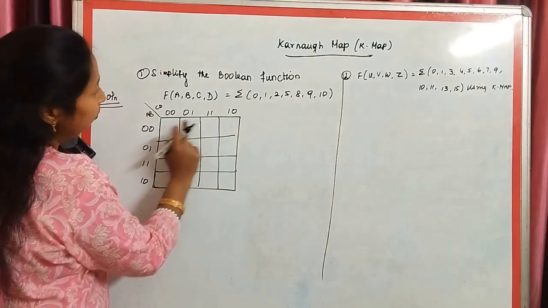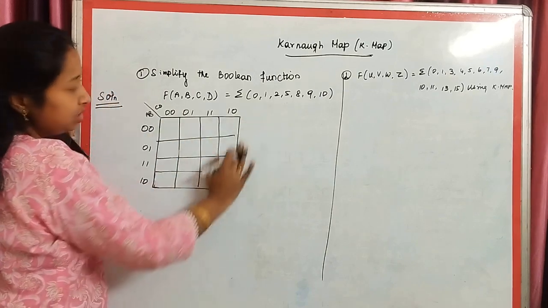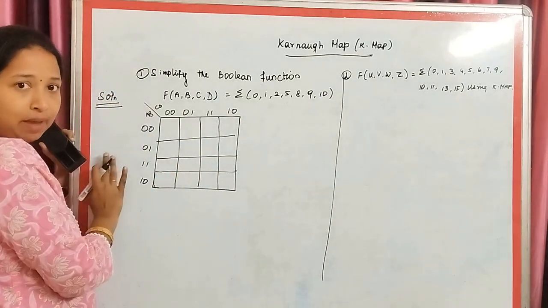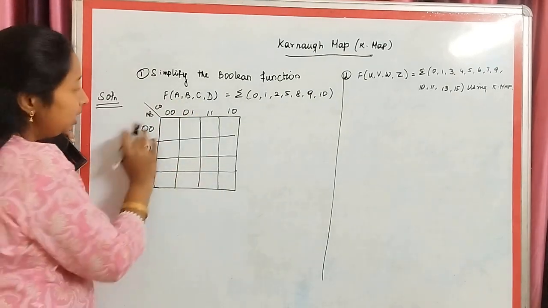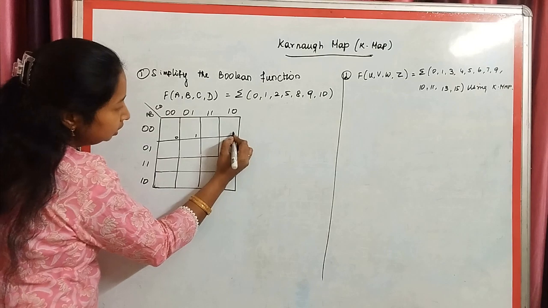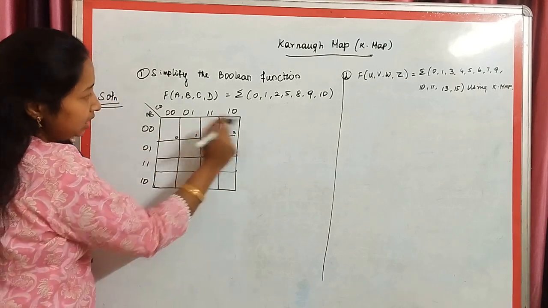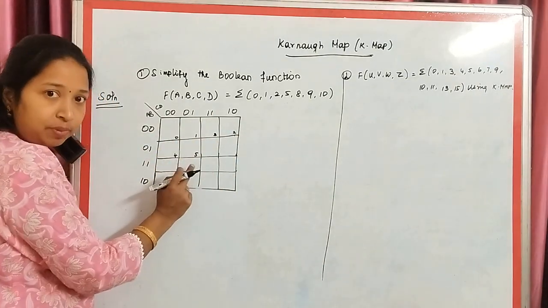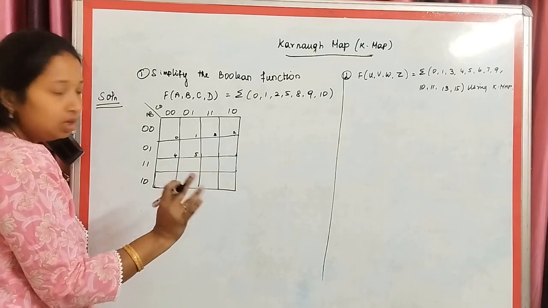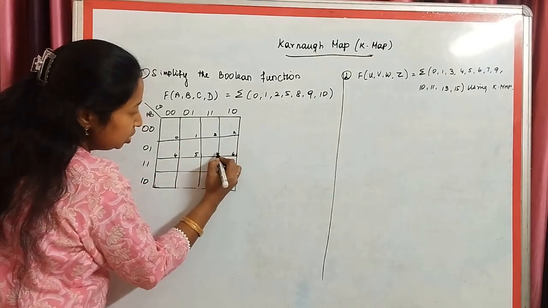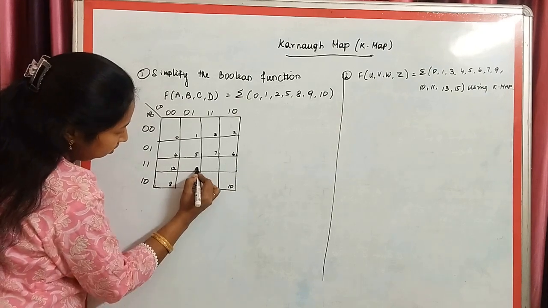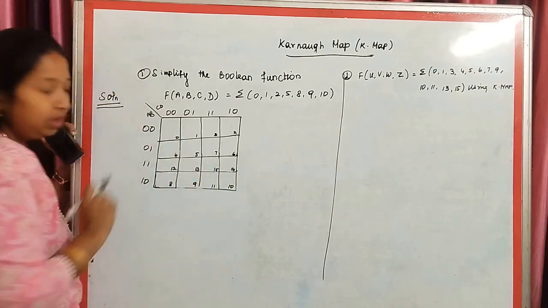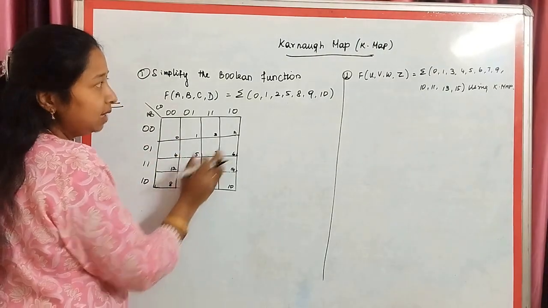Fine. Now, what is the next step? The first step is to identify which variable map I have to take. There are 4 variables here, so I have taken a 4 variable map. Then write down the decimal number for each combination. How to write down these decimal numbers? I hope you are clear with it. If not, please refer to the previous lecture. Fine. Now, what is the second step?